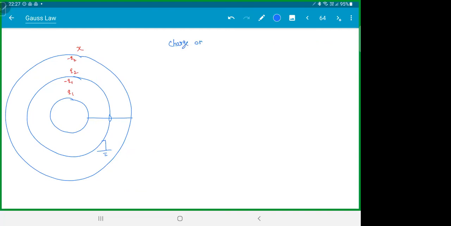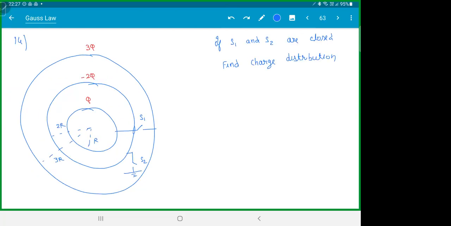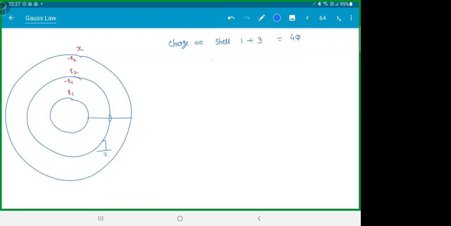So charge on shell 1 plus 3 is 4Q. Q plus 3Q, no? And here it will be shell 1 is Q1 minus Q2 plus X is 4Q. So the value of X will be 4Q minus Q1 plus Q2. There, I eliminated one variable. So I have two variables, Q1, Q2. Means you need two equations. Where will I get two equations from?